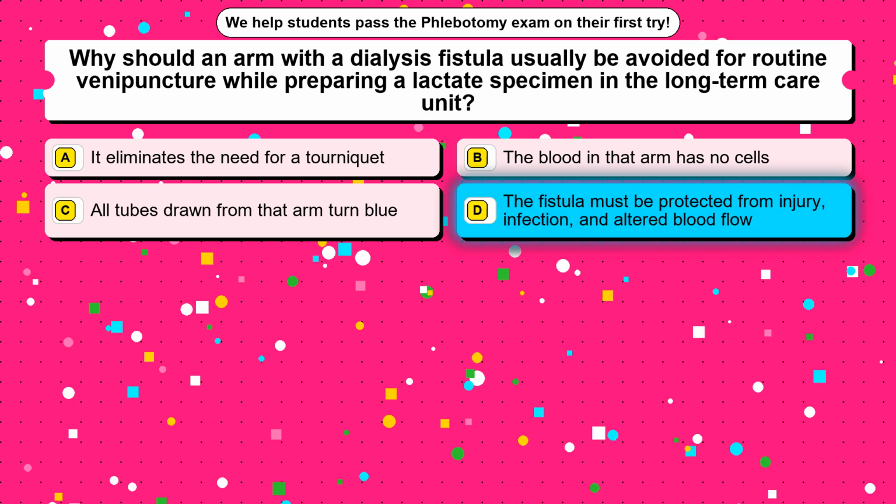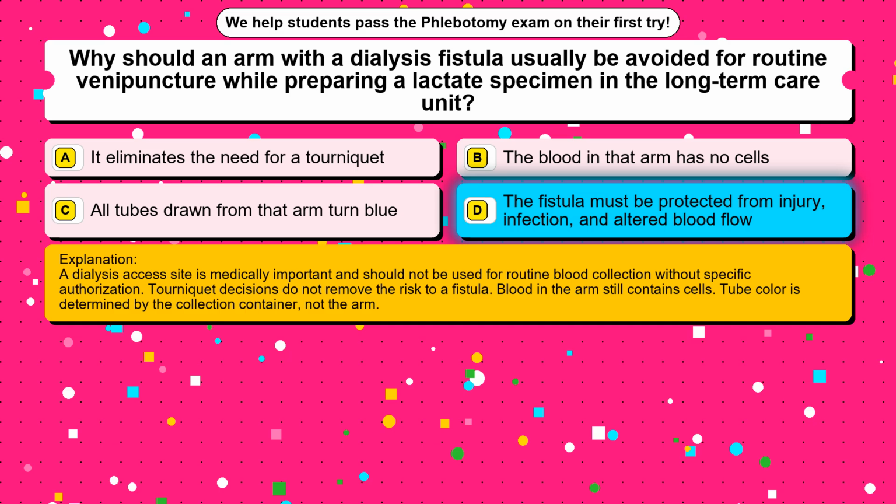The correct answer is option D. The fistula must be protected from injury, infection, and altered blood flow. A dialysis access site is medically important and should not be used for routine blood collection without specific authorization. Tourniquet decisions do not remove the risk to a fistula. Blood in the arm still contains cells. Tube color is determined by the collection container, not the arm.